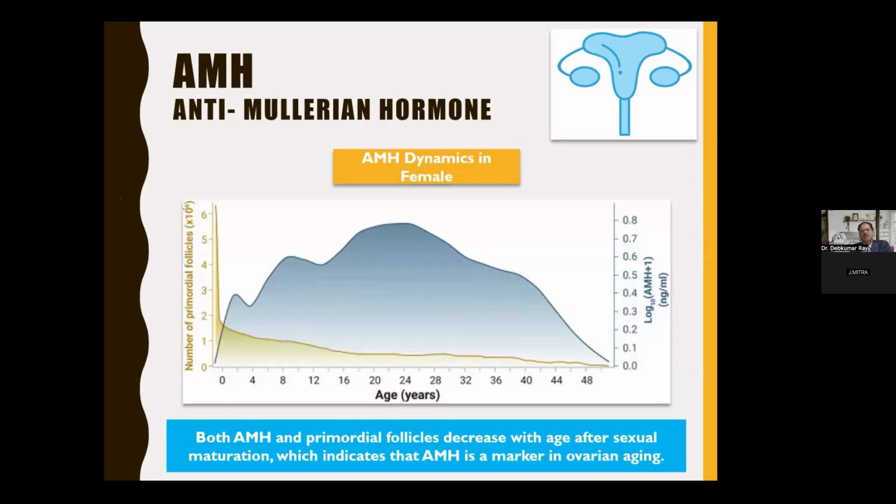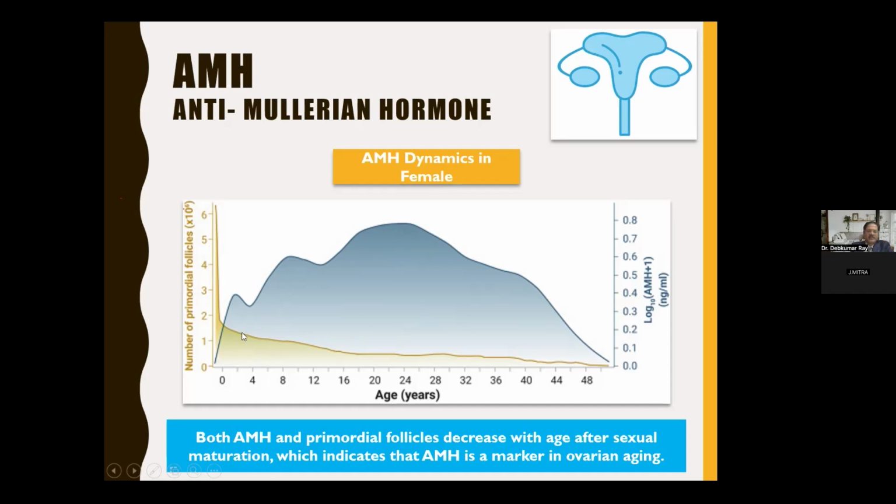Now, AMH dynamics in females. Both AMH and primordial follicles decrease with age after sexual maturation, which indicates that AMH is a marker in ovarian age detection. So we can use assessment of AMH by CLIA or ELISA, preferably CLIA, to detect ovarian age.